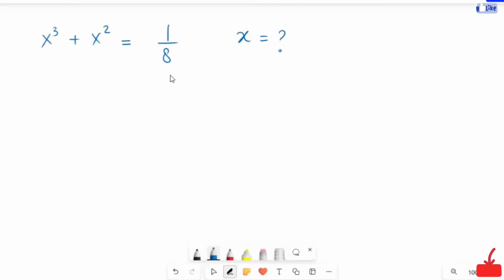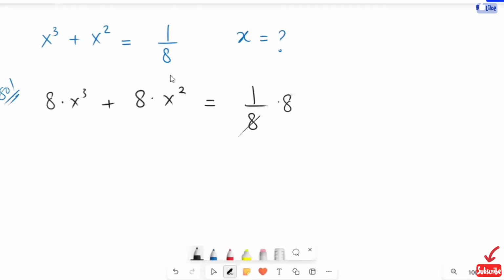Hi, here we have our algebraic expression x cubed plus x squared is equal to 1 over 8. So let's start our solution. In the first step, I am going to multiply both sides by 8. So the next equation we get, here this 8 gets cancelled. So 8x cubed plus 8x squared is equal to 1.